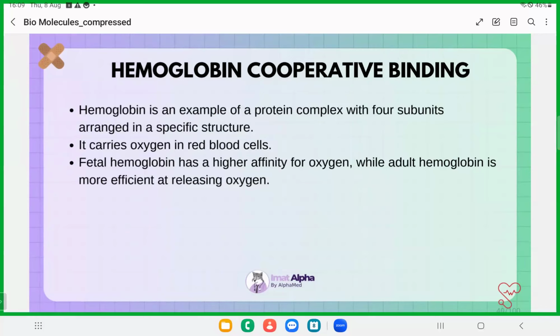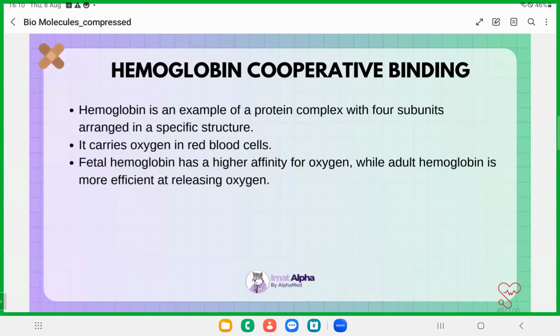So yesterday we talked about hemoglobin. We reached hemoglobin cooperative binding. Hemoglobin is an example of a protein complex with 4 subunits arranged in a specific structure. It carries oxygen in red blood cells. Fetal hemoglobin has a higher affinity for oxygen, while adult hemoglobin is more efficient at releasing oxygen.